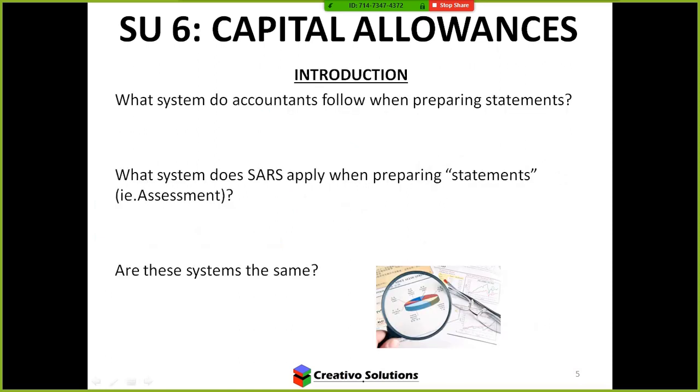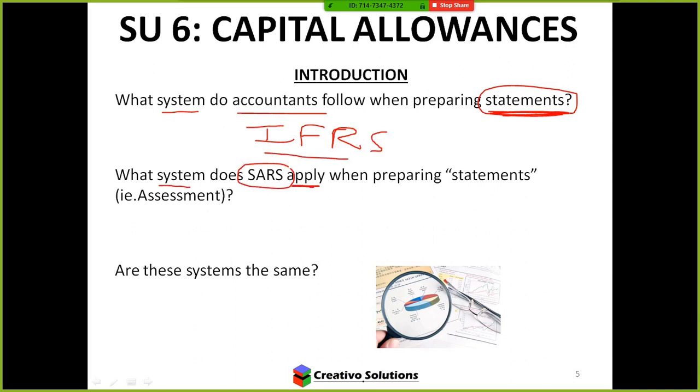Perfect. Just to highlight those concepts, when looking at the system, what do accountants use to follow statements? We spoke about it earlier. IFRS. Perfect. What system does SARS apply when preparing their "statements"? Remember, their statements would be the tax return. What do they use?